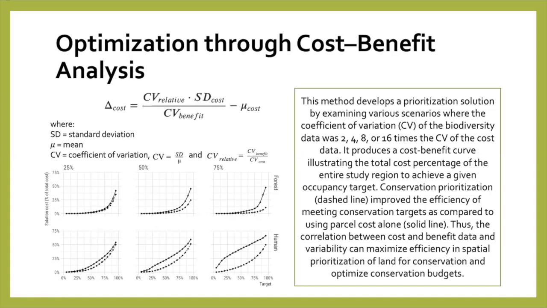This produces a cost-benefit curve illustrating the total cost percentage of the entire study region to achieve a given occupancy target. As shown with the dashed line on the graph, conservation prioritization improves the efficiency of meeting conservation targets as compared to using parcel cost alone, the solid line. Thus, the correlation between cost and benefit data and variability can maximize efficiency in spatial prioritization of land for conservation and optimize conservation budgets.